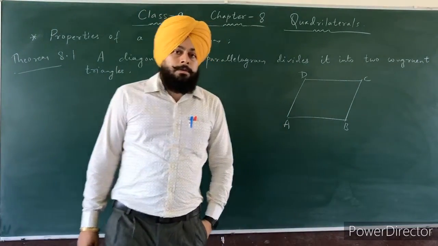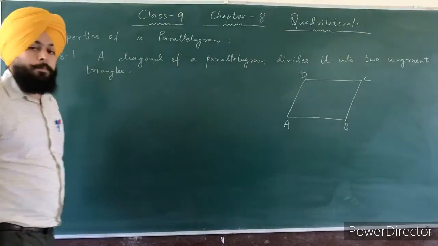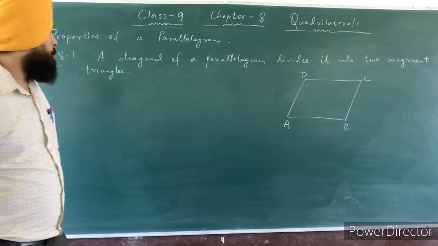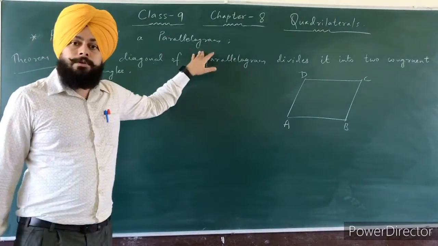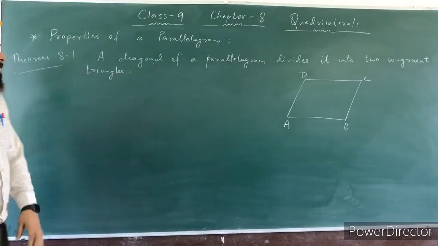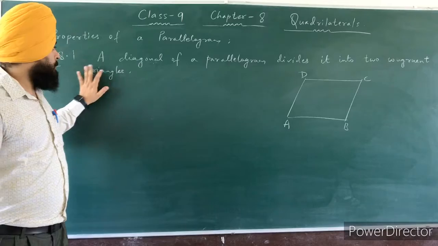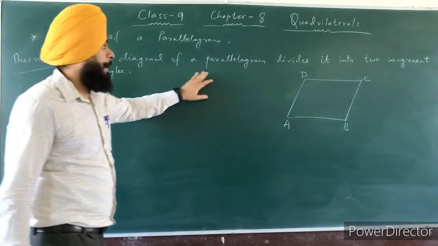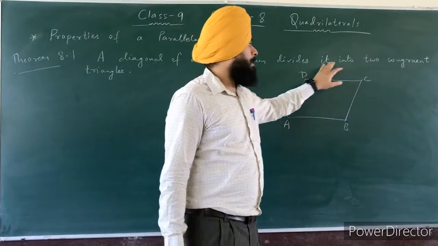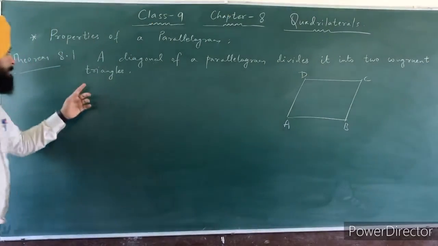Good morning students. Today we will discuss some properties of a quadrilateral. So the first is the property of a parallelogram. There are some theorems. First, let us discuss theorem 8.1. The statement is: a diagonal of a parallelogram divides it into two congruent triangles.